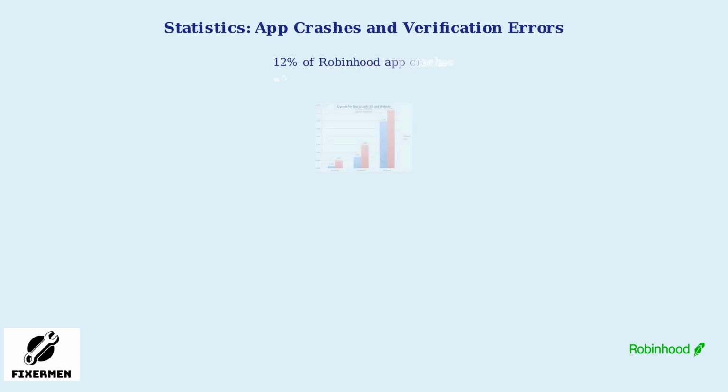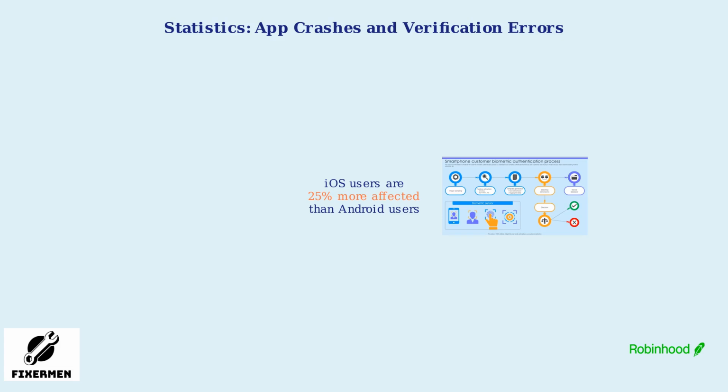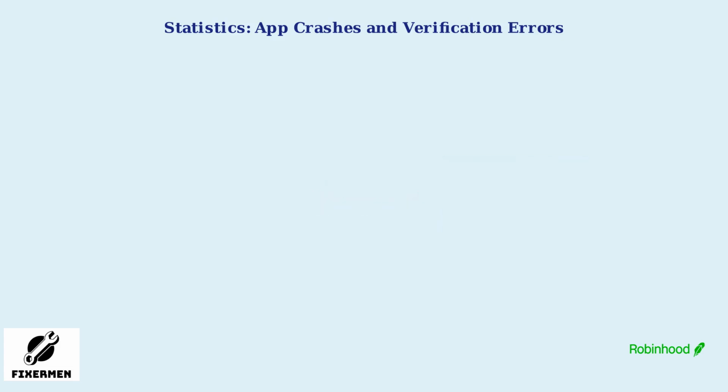Statistics from 2025 show that 12% of Robinhood app crashes are linked to verification errors. iOS users are 25% more affected than Android users due to differences in biometric integration. Robinhood's verification failure rate is 9%, higher than the industry average of 7%. 60% of young investors encounter verification errors, with 40% abandoning attempts after 3 tries. This highlights the need for platform-specific solutions.